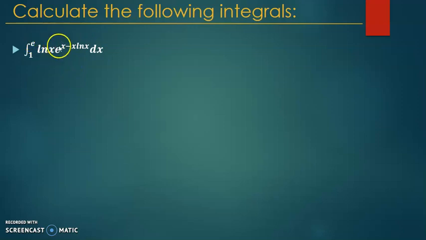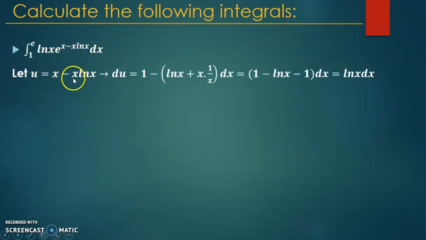So if u is ln x, then du would be 1 over x dx, which is not even found in the integral, so it doesn't work. Let's try u to be the power of the exponential, which also works in many cases. So let's try u to be x minus x ln x. Let's see its derivative, du.